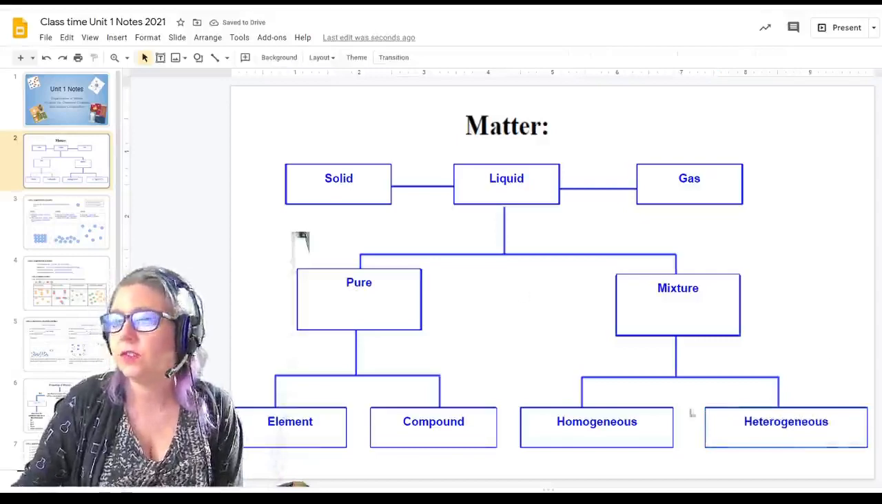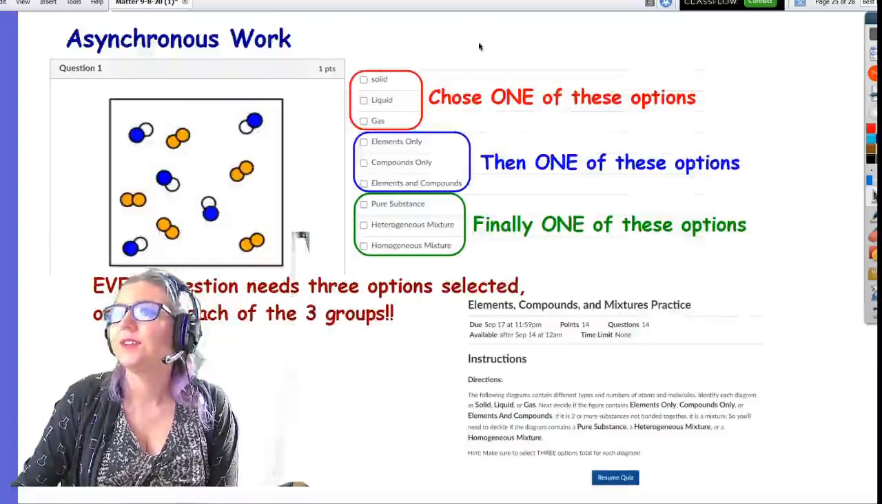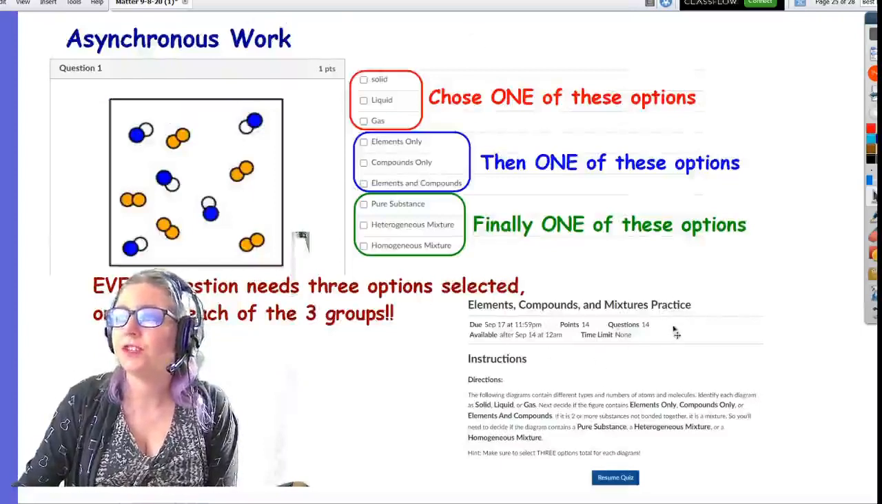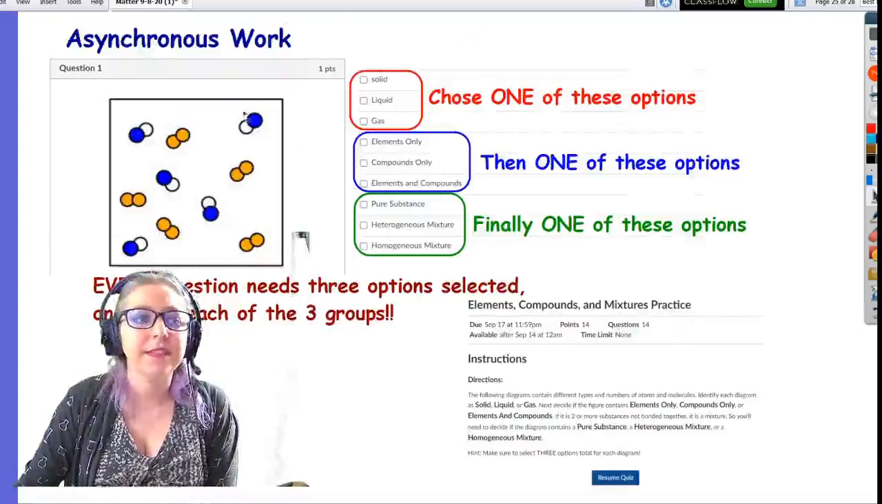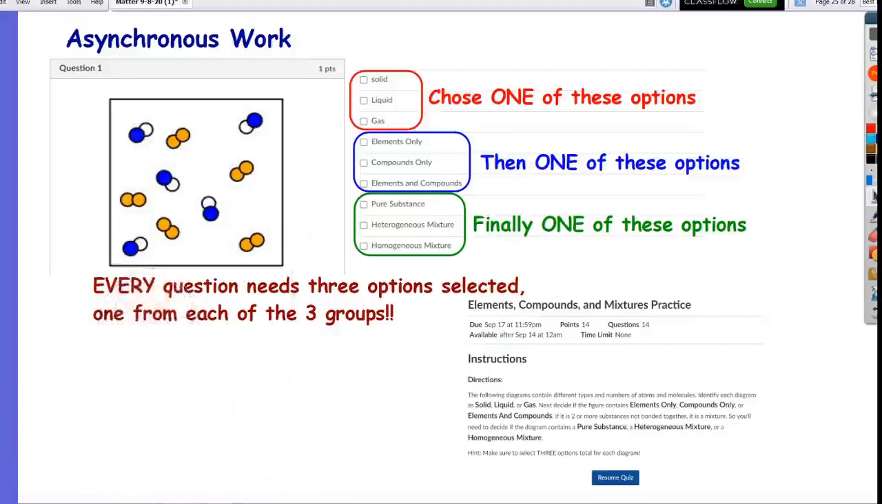So you can use our notes that we took today in class to help you answer your homework questions. So in your elements, compounds, and mixtures practice, you have 14 different questions, 14 different samples of matter in boxes. Each question is going to have 3 answers. It's going to be a solid, a liquid, or a gas, elements or compounds only, or elements and compounds, and then it's either pure, heterogeneous, or homogeneous. So you need to choose one option from each of those 3 options.